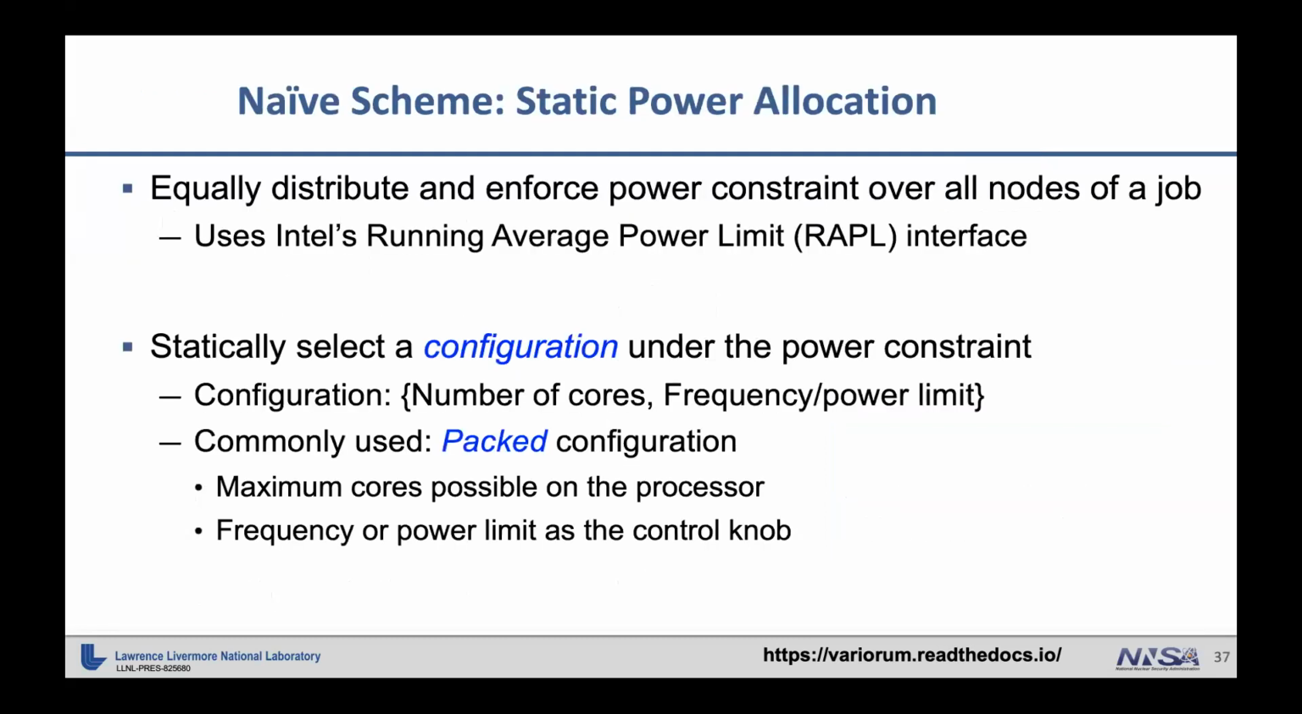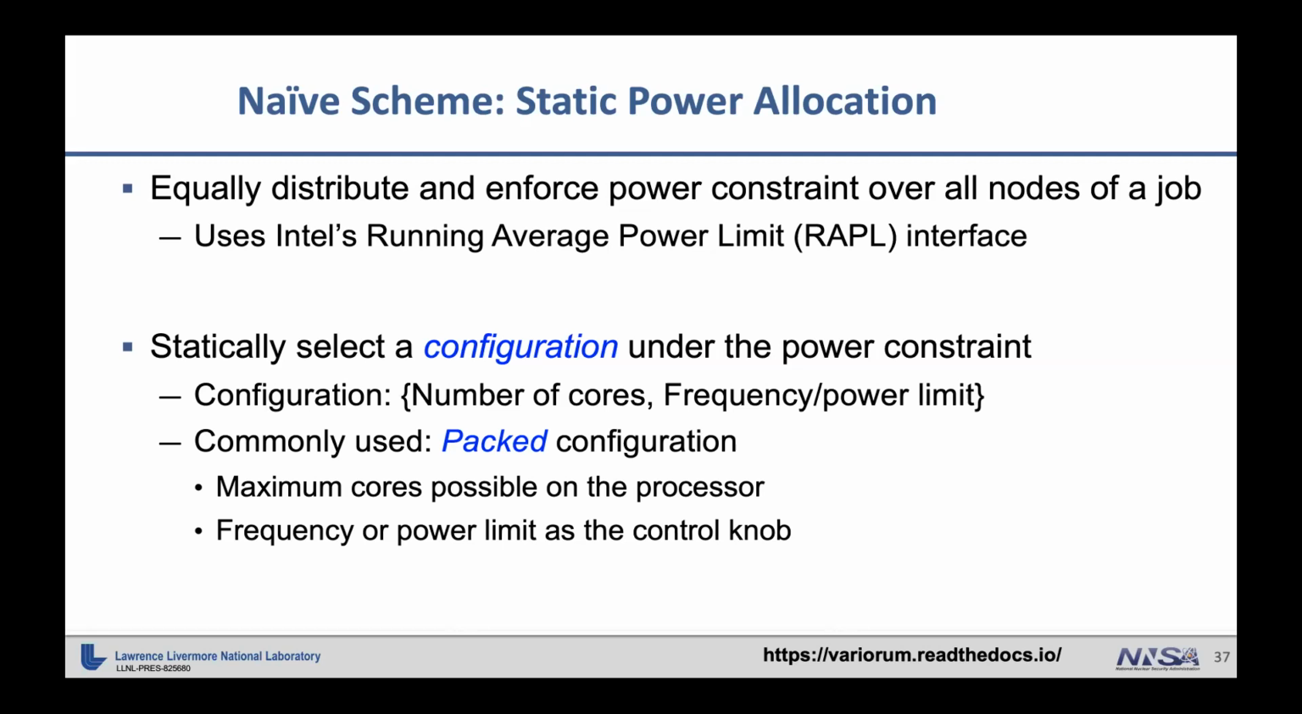So first I will talk about the Conductor agent plugin that we introduced as part of the Powerstack. For a quick background, a naive solution, which will be our reference baseline, is called static power allocation. In this solution, the job level power is equally distributed and enforced over all nodes. A static setup that uses this solution typically uses processor level power capping features, for example, Intel RAPL. For that application, a configuration is selected that operates under the assigned power limit.